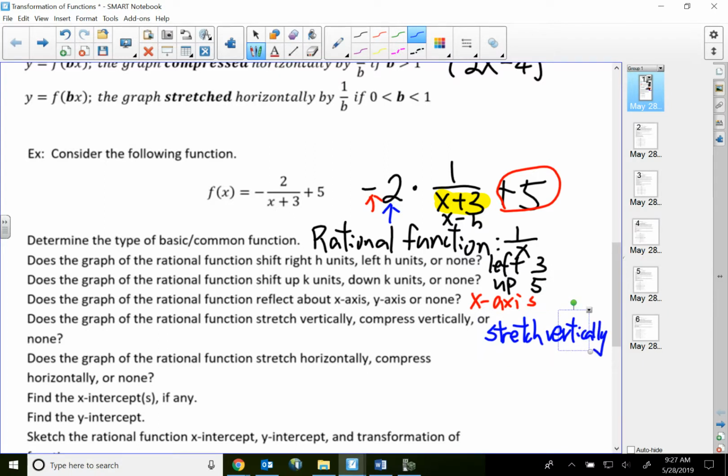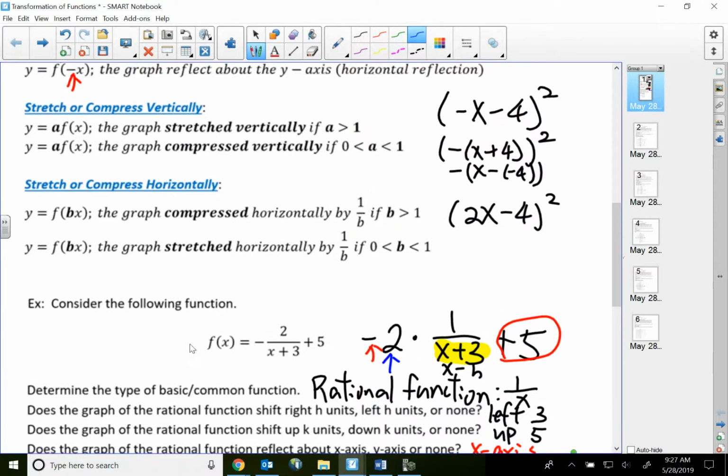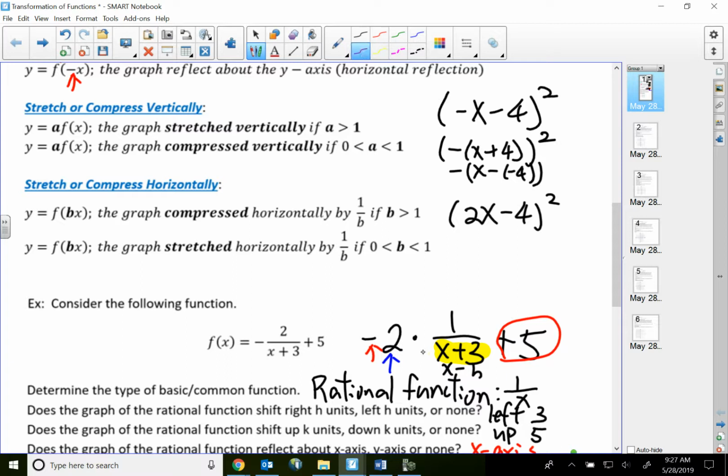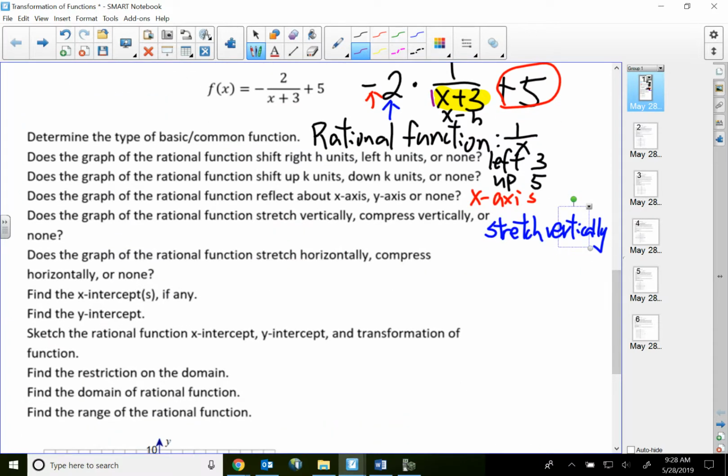All right. Does it have any stretch or compress horizontally? Horizontally is referring to the coefficient in front of the x that's inside the function. The inside of the function is the x plus 3, and the coefficient in front of it is actually 1. So it's not bigger than 1, and it's not between 0 and 1. So this time would be none. I don't have any horizontal stretch.